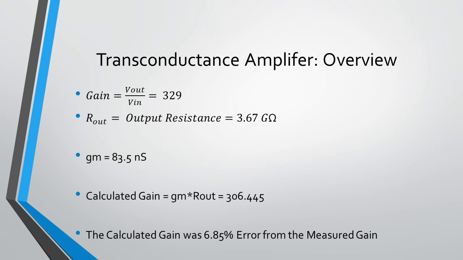Our calculated gain is transconductance times output resistance, which is 306.445. The calculated gain has a 6.85% error from the measured gain, which is pretty good.